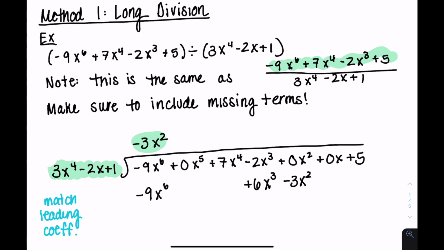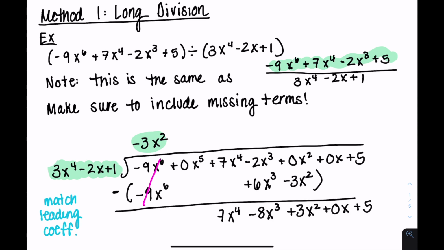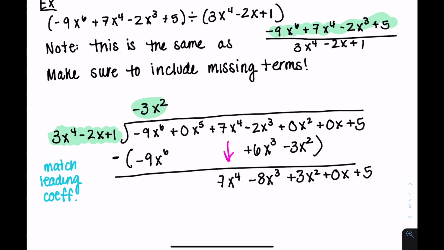So what I'm going to do now that I've multiplied by negative 3x squared is subtract this from the original polynomial we started with. So if you take negative 9x to the 6th, subtract negative 9x to the 6th, those will cancel out. And then I'm going to bring any terms that I haven't used down. So you would bring this 0x to the 5th, but there is none. We'll bring these down. When you combine negative 2x cubed and negative 6x to the 3rd, you get negative 8x to the 3rd, and then keep going through this process over and over.